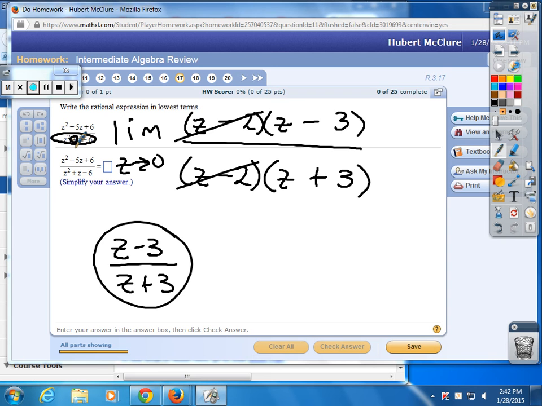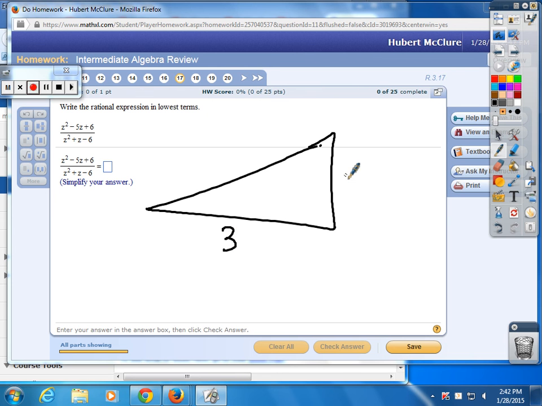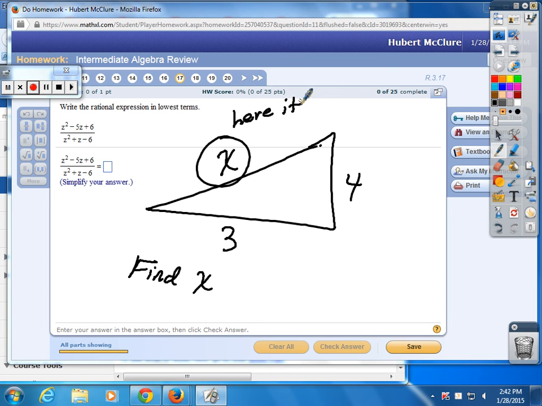You ever seen this problem on this comic? Where there's a 3 here and a 4 here and x, and the directions say find x, and the student goes, here it is. You ever seen that? Is anything that simple in math? No. Nothing is that simple in math. If you think that something is this simple in math, then you're missing the whole boat.